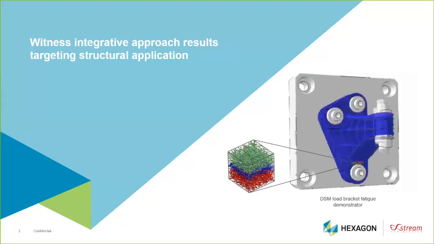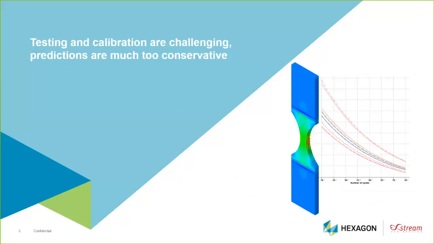The message in the background is for you to witness that an integrative approach can work at structural level to predict part lifetime. Similarly to what we are used to doing for mechanical performance and failure, the idea is to rely on the microstructural description of the composite material in order to predict this lifetime. We envision this because testing of fatigue is challenging, as well as calibration, and as a result, predictions that we are used to making with respect to fatigue models are far too conservative. So the idea is to try to bridge the gap and give engineers a more accurate solution.